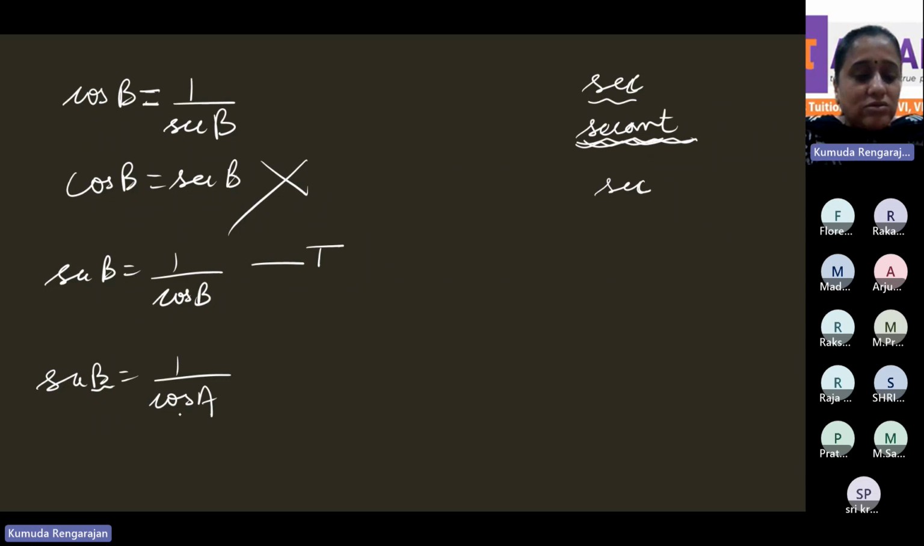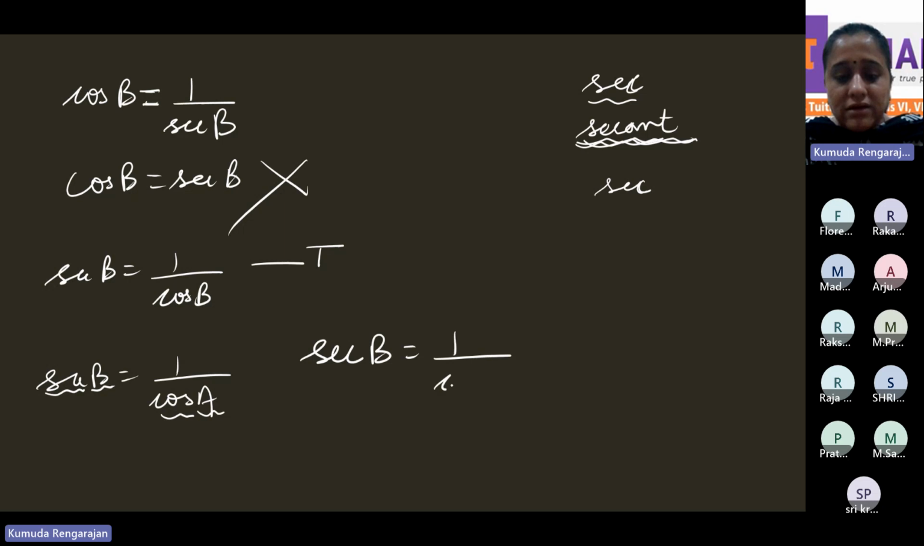Because the reference angle also should be the same. Let me write it clearly: secant B is equal to 1 by cos A. So we know that secant and cos are reciprocal ratios. But it's important that the reference angle is also the same. The reference angle must also be the same.